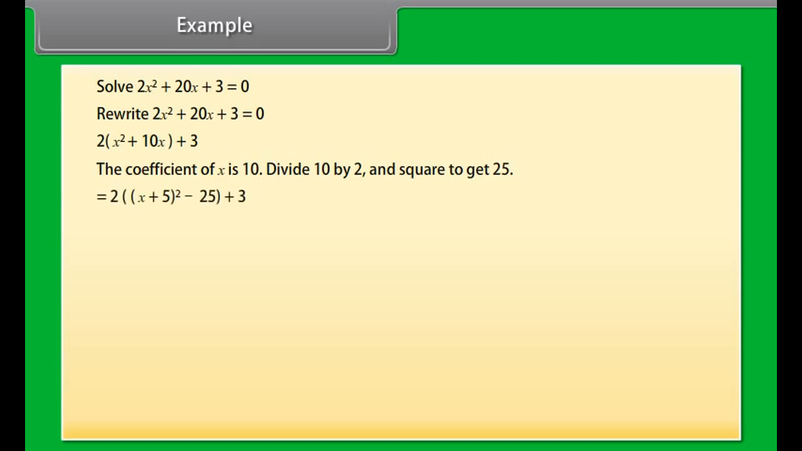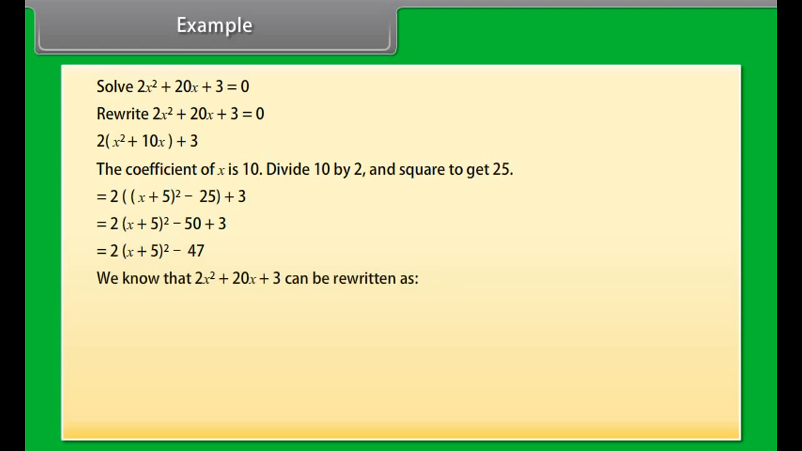Example. Solve 2x square plus 20x plus 3 is equal to 0. Rewrite 2x square plus 20x plus 3 is equal to 0 to get x square on its own: 2 into x square plus 10x, plus 3. The coefficient of x is 10. Divide 10 by 2 and square to get 25.